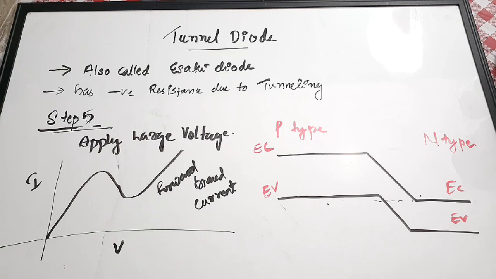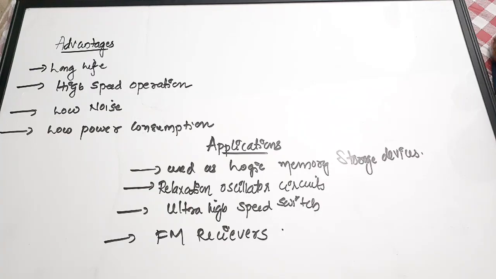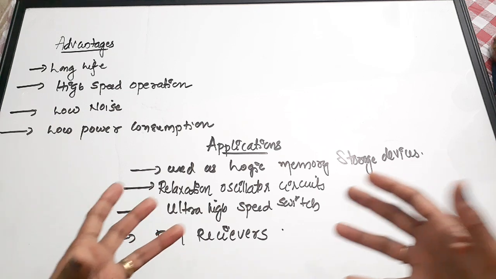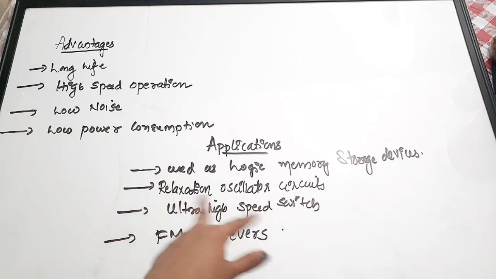Now what are the advantages of a tunnel diode and what are the applications? Let's see. Tunnel diodes have longer life, high speed operation and low noise. These are the main advantages of a tunnel diode, and also low power consumption. The applications are used in logic memory storage devices, relaxation oscillator circuits, ultra high speed switches, and also in FM receivers.